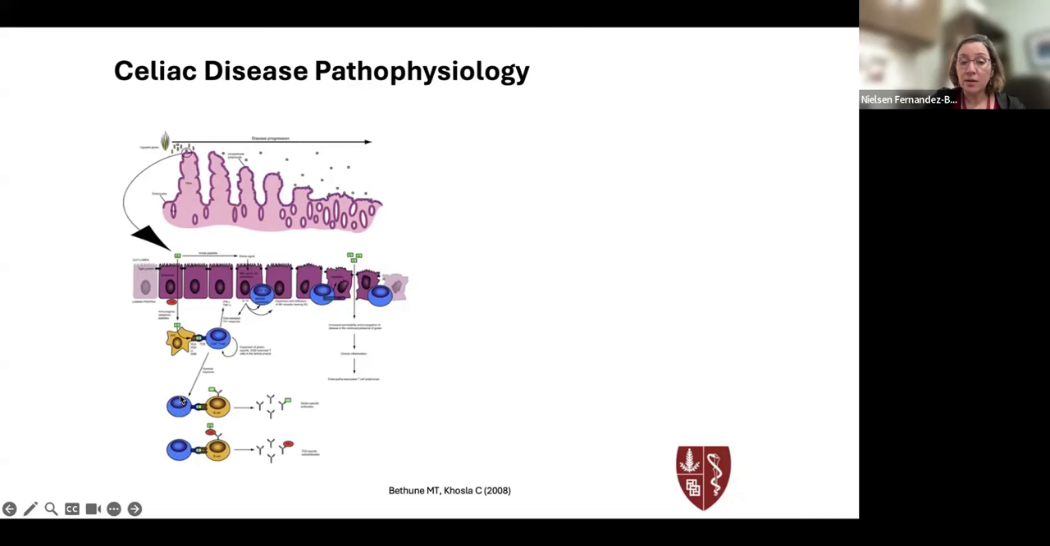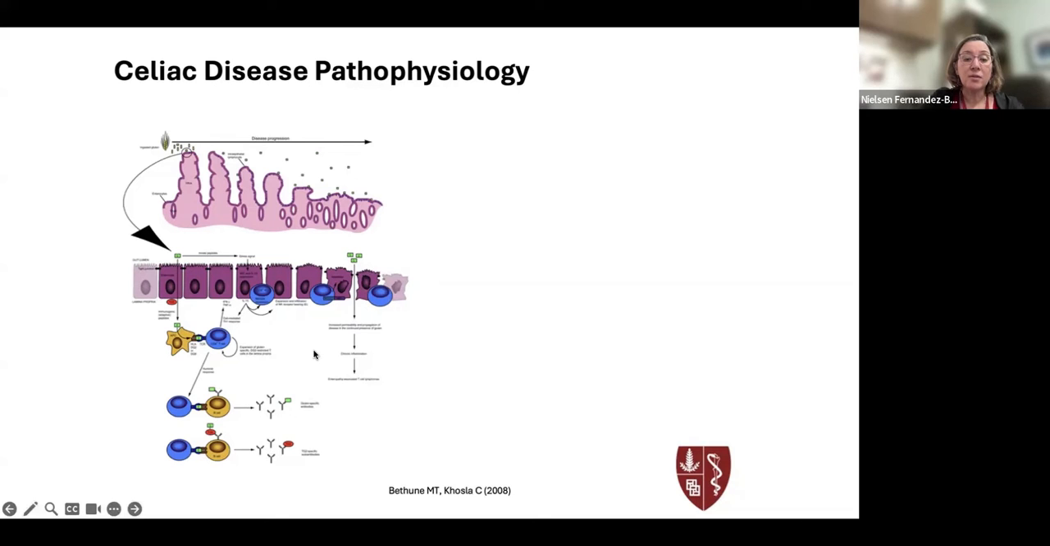And there's also activation of special cells called B cells, which make antibodies, and antibodies against tissue transglutaminase, or TTG, which is that protein I told you modifies gluten, and antibodies to gluten are made. Now, this shouldn't happen. The body shouldn't make antibodies against its own protein. So this is what we call autoimmunity. This is an example of autoimmunity. And it's also not understood why the body makes antibodies to gluten.